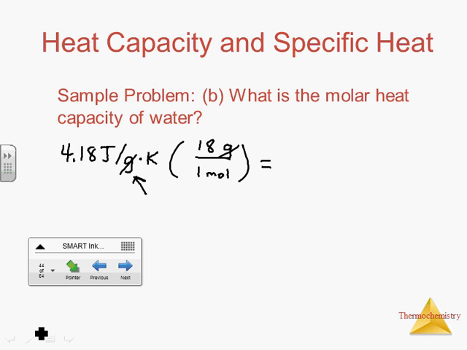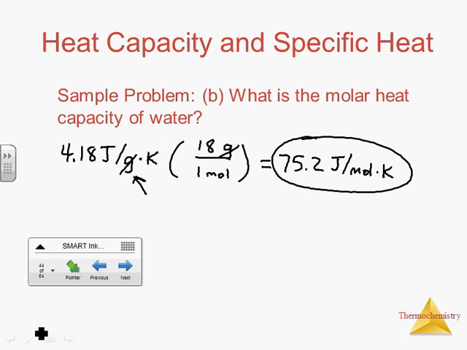Then grams is going to cancel out, and then we'll end up with, here's my calculator. Just had it. There we go. So then we'll end up with 4.18 times 18, 75.2. Really, probably just 75 joules per mole times Kelvin. Okay, so there's a Kelvin component there. It's not just joules or kilojoules per mole. You also have to include the temperature in there. Okay, so that's the molar heat capacity of water.